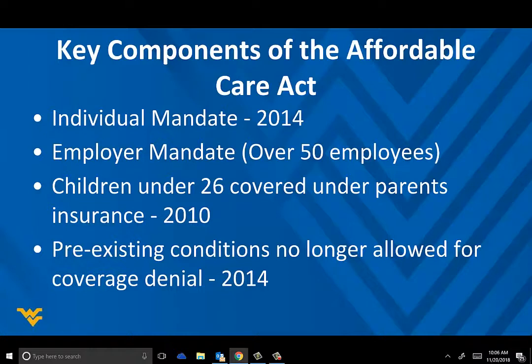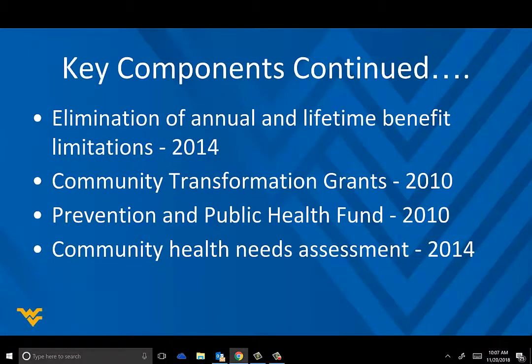There was also an employer mandate. It said anybody who had more than 50 employees within their employ had to pay. They had a mandate to help cover some part of their health insurance. If not, they could be fined. Children under the age of 26 can be covered under their parents' insurance as dependents. Pre-existing conditions no longer allowed for coverage denial. There was an elimination of annual and lifetime benefit limitations.